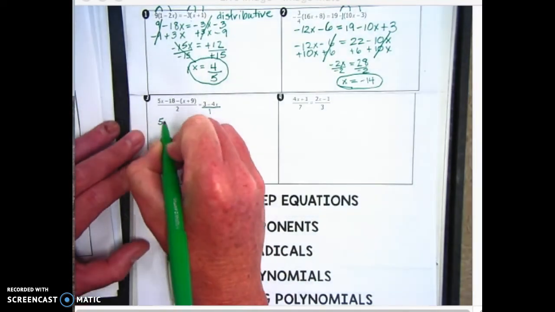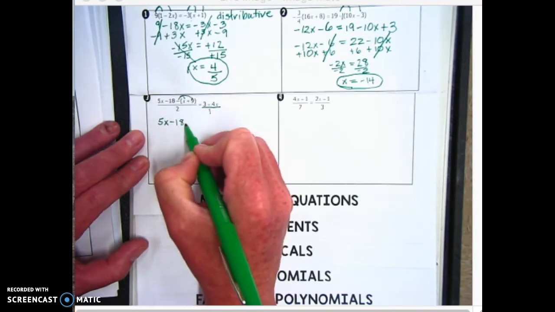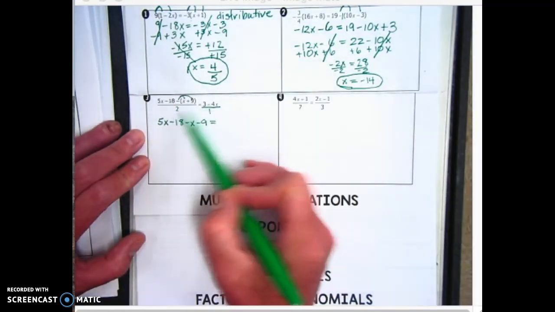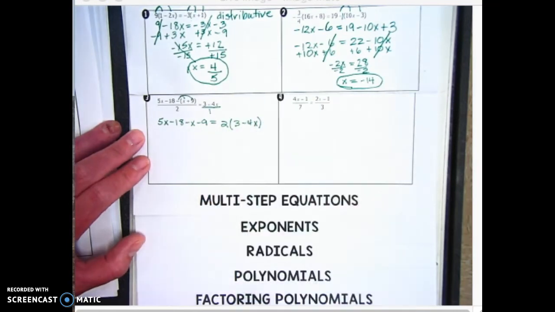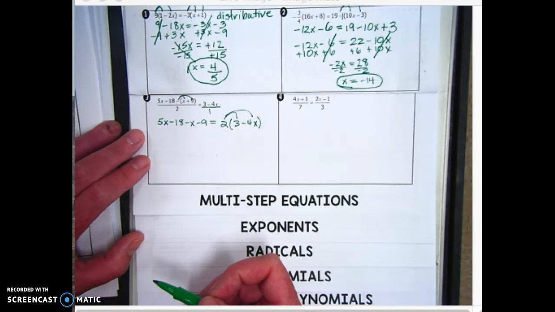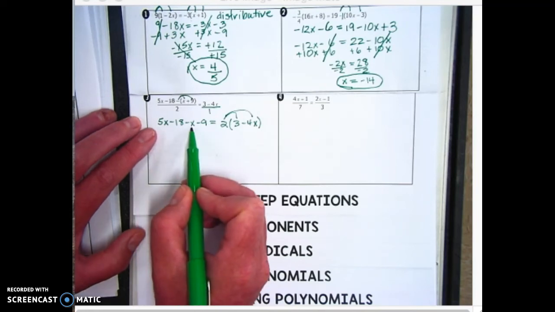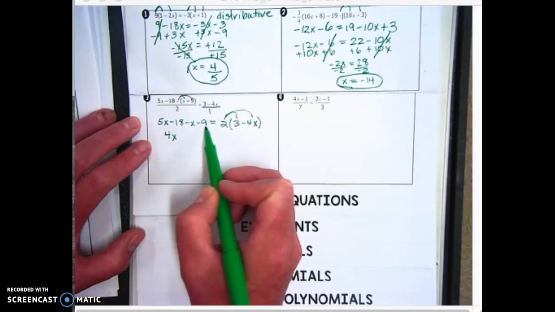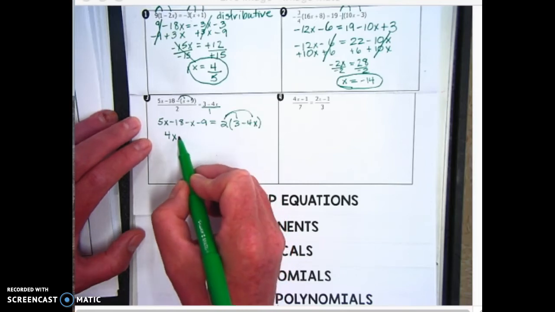So it's going to be 5x minus 18, and then I'm going to distribute this negative sign already. So negative x minus 9. So that's that cross. Then this cross is going to be 2 times 3 minus 4x. And then in the next step, I can distribute that. I can also, on the left side, combine like terms, right? I've got a 5x and a minus 1x. That gets me 4x. And then negative 18 minus 9 more makes it really negative. What's it going to be? Negative 27.